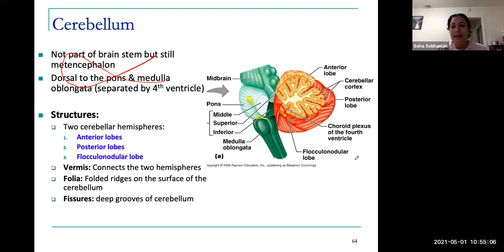Now, what is the function of cerebellum? I'm going to type this in the chat box as well. What is the function of cerebellum? The main function is creation of controlled and smooth motions of the skeletal muscle with the help of the primary motor cortex.